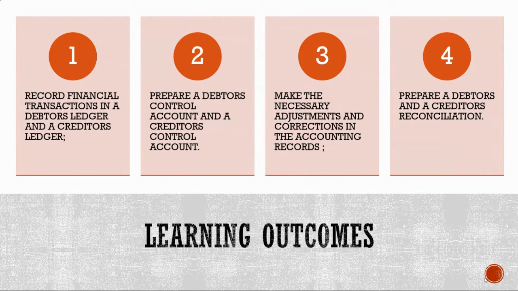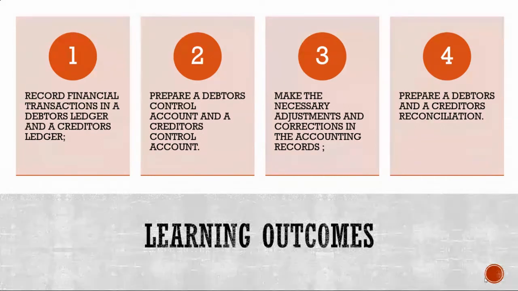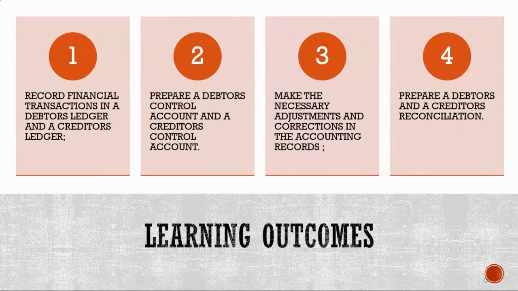Then you have to prepare your debtors control account. That's your general ledger account, based on your journals for that month that you have to prepare. We're also going to do an example of that today and then show you how the two connect. Then they say make the necessary adjustments or corrections in your accounting records. That is generally the information that would come from the additional information in your question, and you make the corrections within your specific section. That we will look at in the next session.